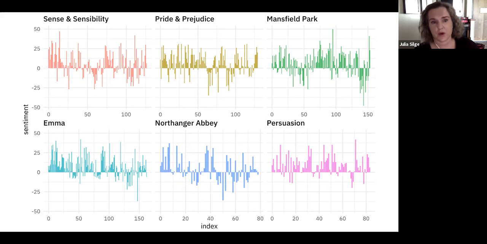So for example, in Pride and Prejudice, that middle section where it dips down so much is where the main character has a terrible marriage proposal that goes very badly. And then it's good again for a while. And then her sister elopes with a terrible person. And then at the end, there are these happy endings in most of these. So these correspond to our human readings of these books and what happens in them. So this is another example.